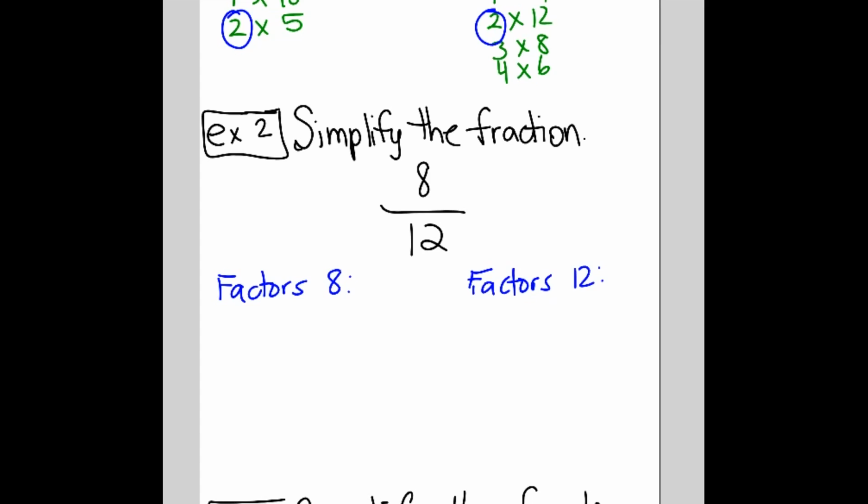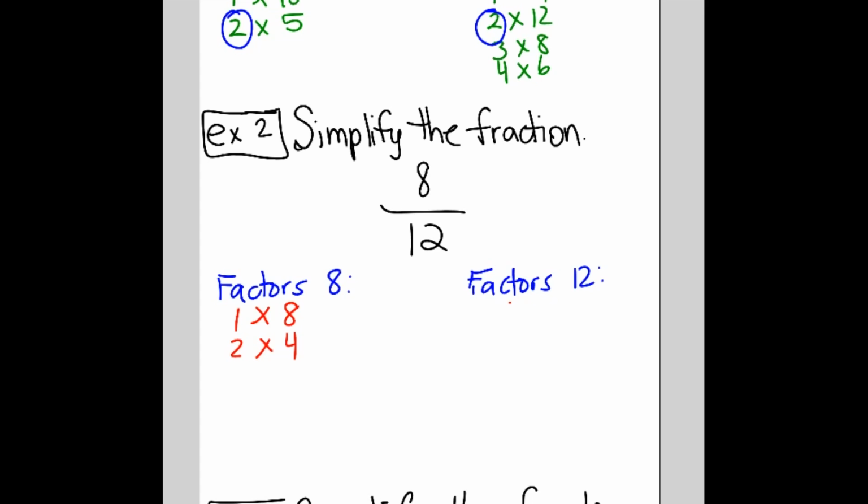All right, so if we do our factors of 8, I know that 1 times 8 equals 8. 8 is an even number, so I know 2 times what gives me 8? 2 times 4. Does 3 work? No, it does not. Does 5 work? No. 6? No. 7? No. All right, so that's it for our factors of 8.